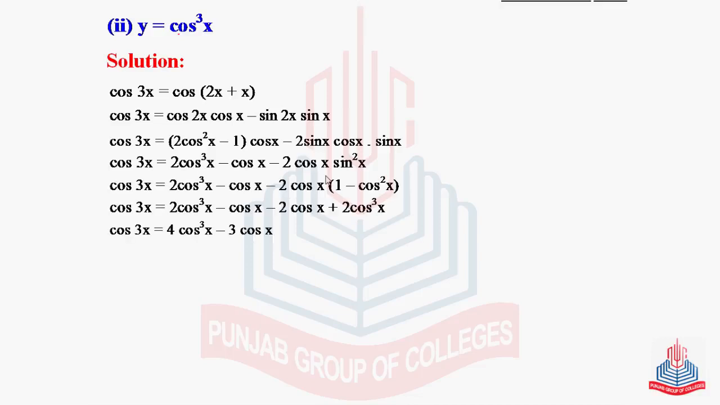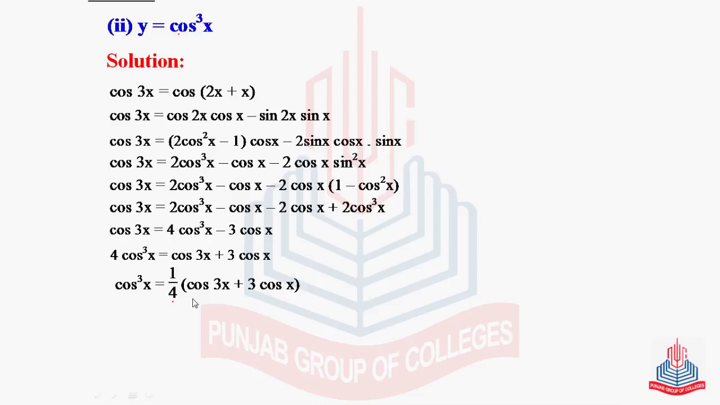by using a number of steps, we have cos cube x is equal to 1 by 4 of cos 3x plus 3 cos x. So this one is actually the conversion of cos cube x, which is equal to 1 by 4 of cos 3x plus 3 cos x. We can directly come to this step by avoiding all this calculation work.